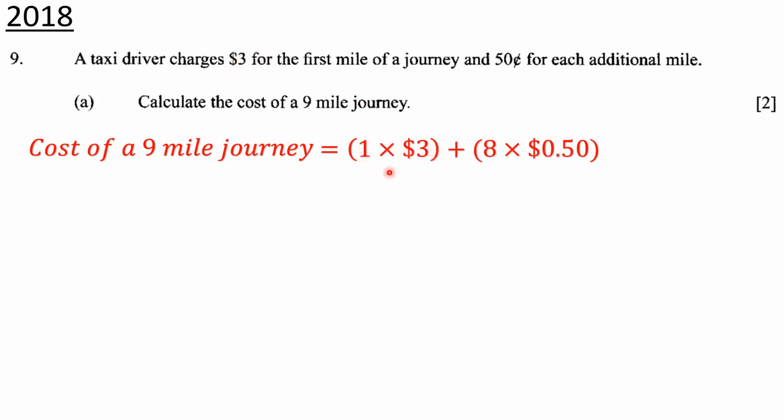And the cost for the first mile was $3. So that's 1 times 3 because it's $3. It's the cost for the first mile. But we are left with 8 miles left, right?